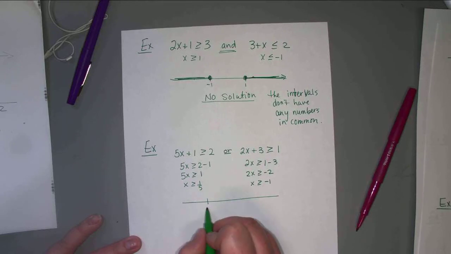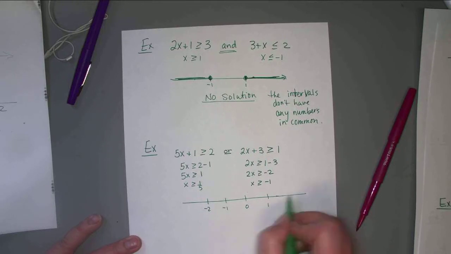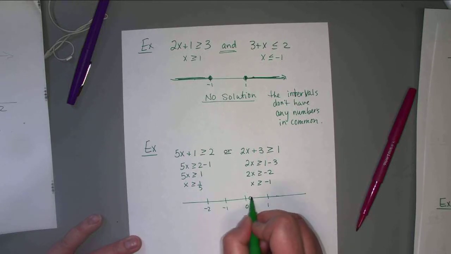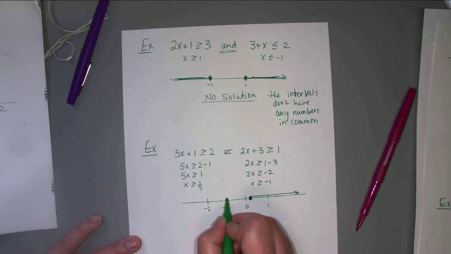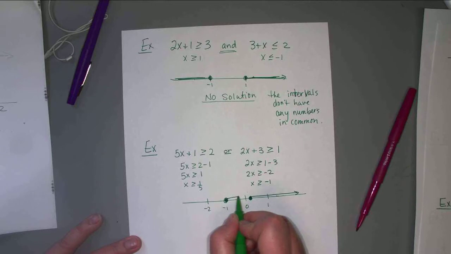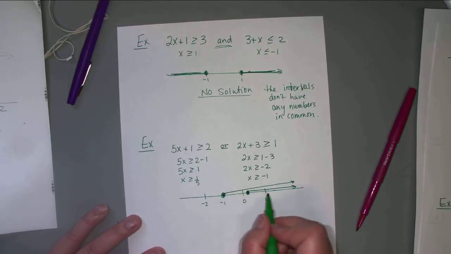And this is negative 1, so let's go negative 2, negative 1, 0, 1. So 1/5 is about here, and we want greater. And negative 1 is here, and we also want greater. Okay, so I drew these a little bit off-centered so we could see.